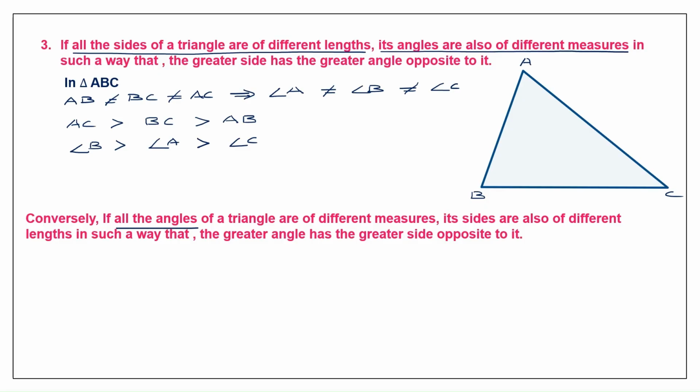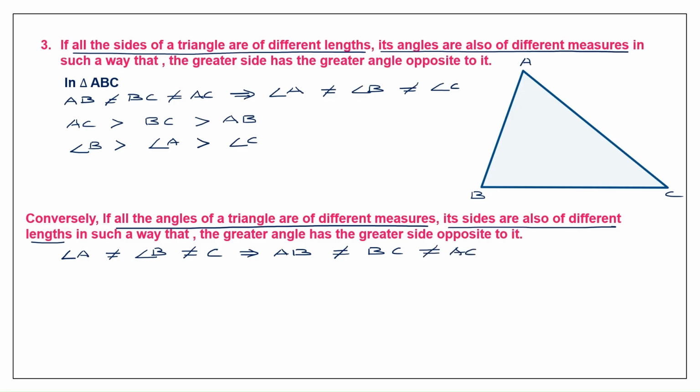So in this case, all the angles are different. So we are talking about angles. That is, angle A is not equal to angle B. This is not equal to angle C. Then in that case, the sides also are of different lengths. That means this implies that side AB is not equal to side BC, which is not equal to side AC.